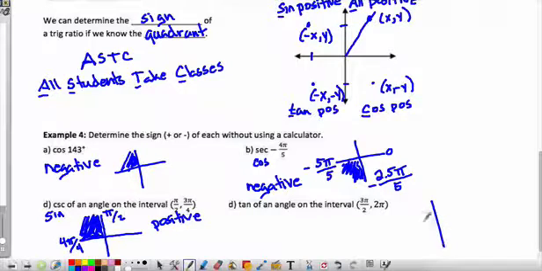Okay, last one for you. We are looking for 3 pi over 2 to 2 pi. Well, here's 2 pi. Here is 3 pi over 2. So from this to there, this quadrant, or on this interval, we are looking for tangent. Tangent is negative in this quadrant, since the only one that's positive is cosine.